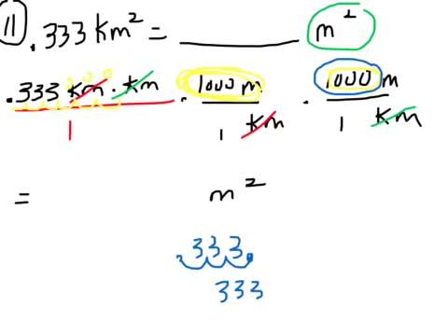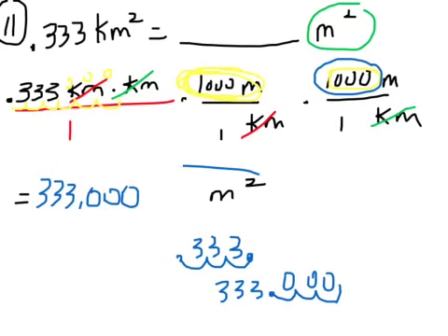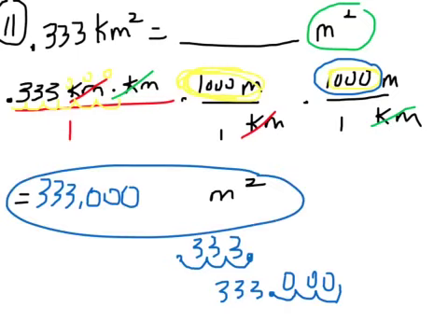So I could think of that either as adding 3 zeros to the end, or I could think of it as, oh, the decimal place is here right now, and I need to move it 3 more to the right and fill in with zeros. My end answer is 333,000 meters squared.